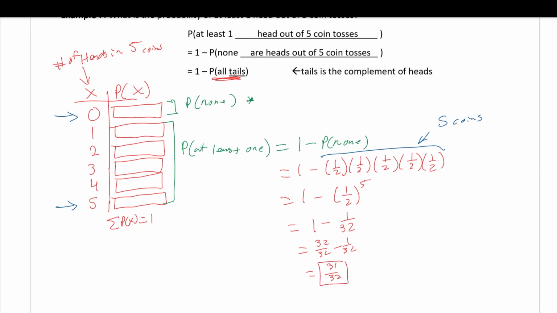Okay, so it's a pretty high chance of getting at least 1 head out of the 5 coins. The probability of getting none is 1 in 32. It's very unlikely to get 0 heads after you toss 5 coins. But the probability of getting 1 or more is 31 out of 32, pretty high chance.